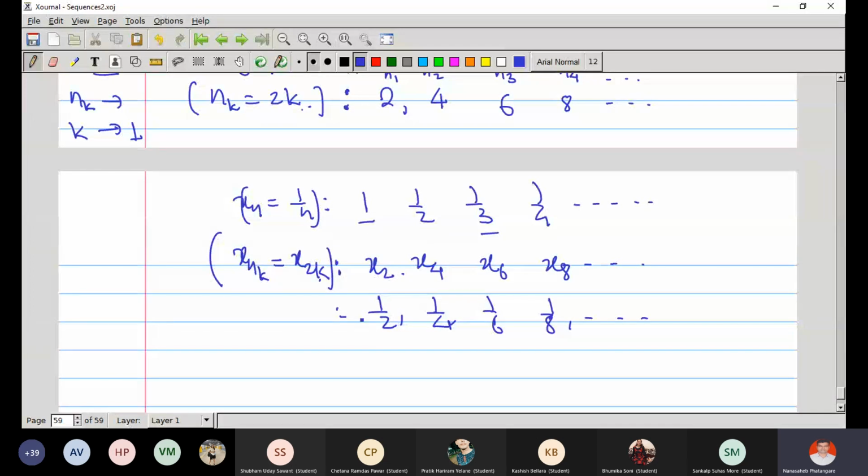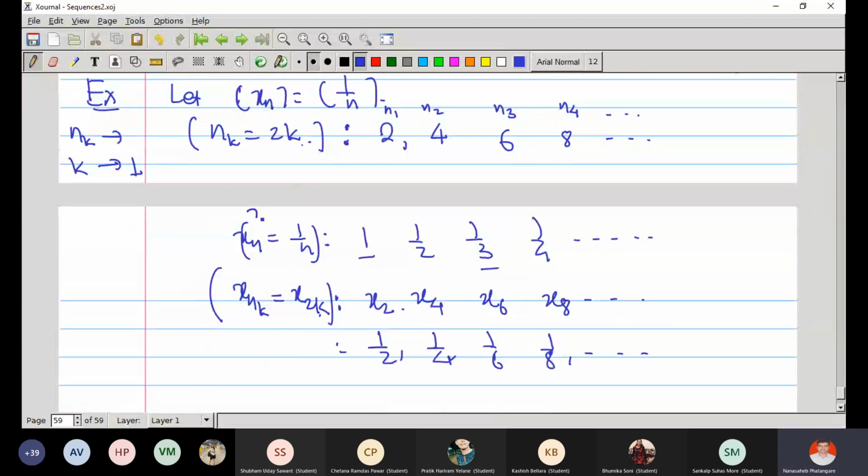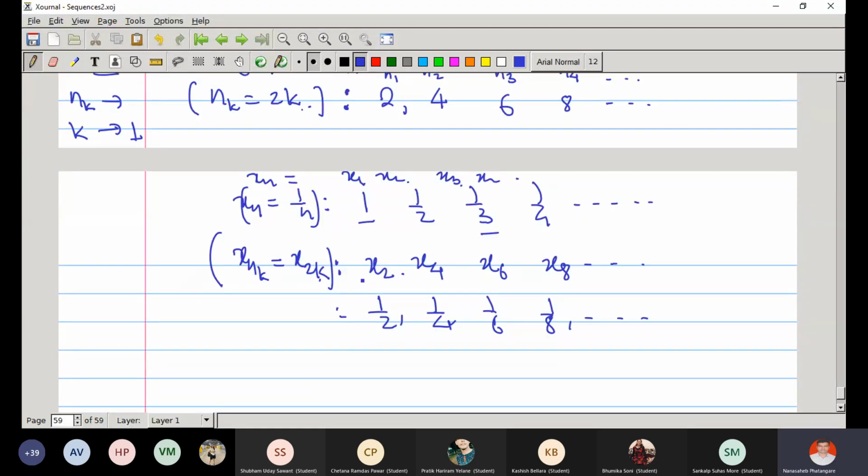So is it clear? First, how to obtain the subsequence? So delete. But what does deletion mean? When I say sequence xn, what does xn actually mean? x1, x2, x3, x4. So what are the suffixes? All natural numbers 1, 2, 3. And I want to delete some suffixes, meaning look at some subsequence of natural numbers. That means ultimately apply that to the sequence, and you will get the subsequence. Okay, the idea is clear.